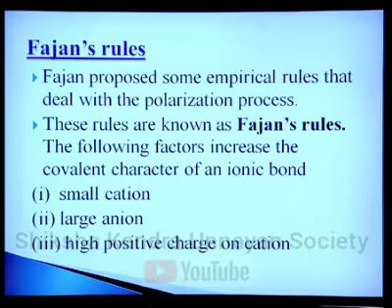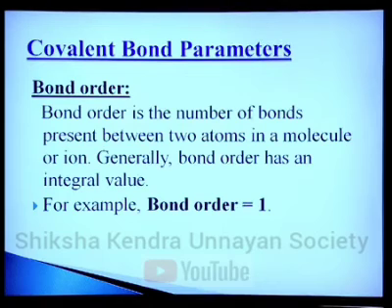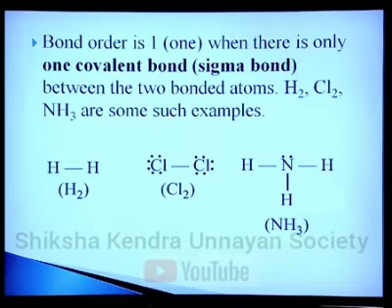The following factors increase the covalent character of an ionic bond: a small cation, a large anion, and a high positive charge on the cation. Covalent parameters. The bond order is the number of bonds present between 2 atoms in a molecule or ion. Generally, bond order has an integer value. Bond order is 1 when there is only one covalent bond, a sigma bond, as in H2, Cl2, and ammonia. Some examples are given over here.